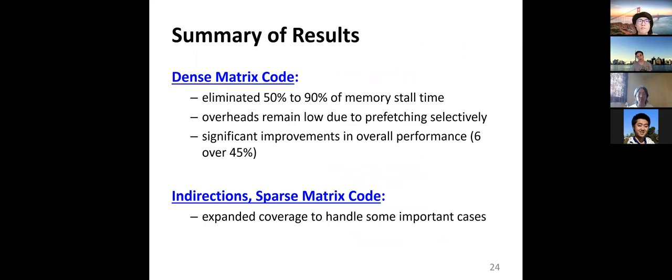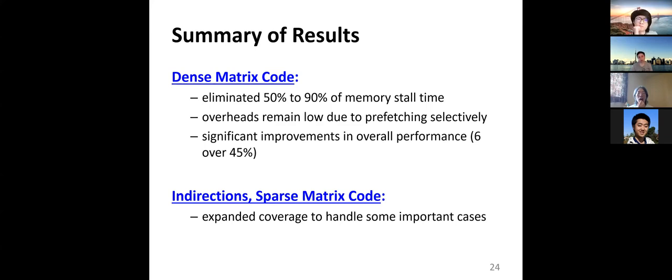Okay, so in summary, I'll just give you some reference to the results people were able to get on some benchmarks. With this type of optimization they were able to eliminate 50 to 90% of all the memory stalls, which is quite impressive. Overheads remain low due to prefetching selectively, and there were significant improvements in overall performance in 6 benchmarks, over 59%. And that's for dense matrix code; for indirection sparse matrix code, the coverage is expanded to handle some important cases. So essentially the message here is that when people proposed these ideas at the end of the 90s, beginning of the 2000s, that was state of the art in compiler optimization, and it helped in a lot of real applications. So that was not just a research paper, that was actually practical, okay?